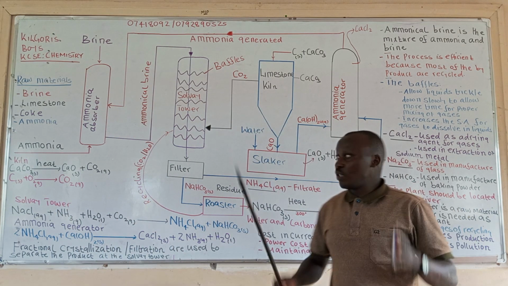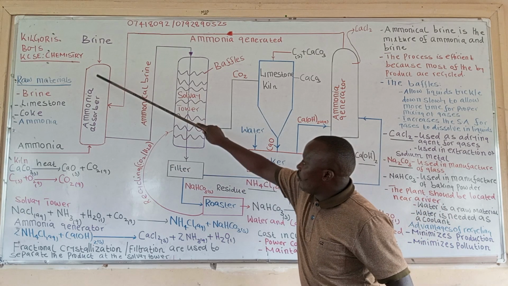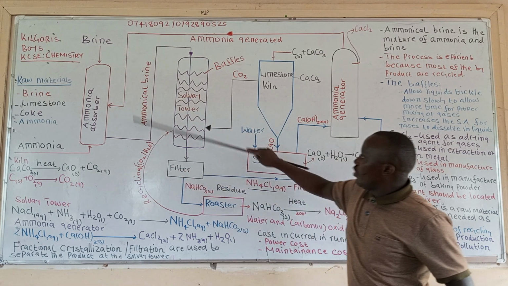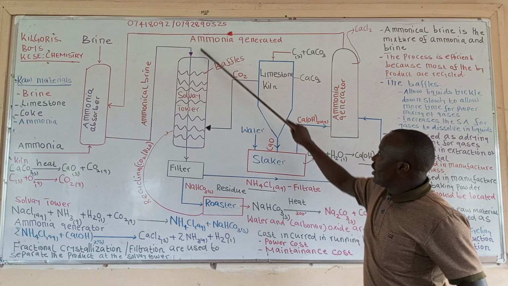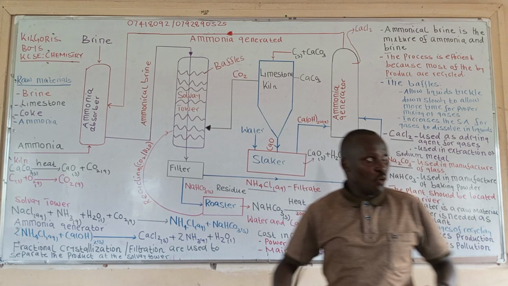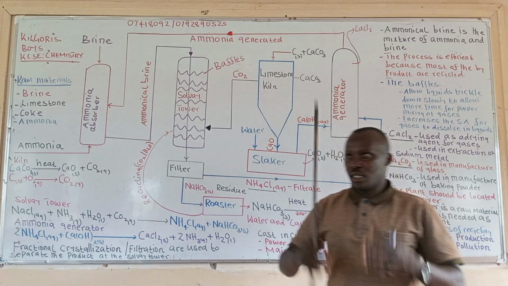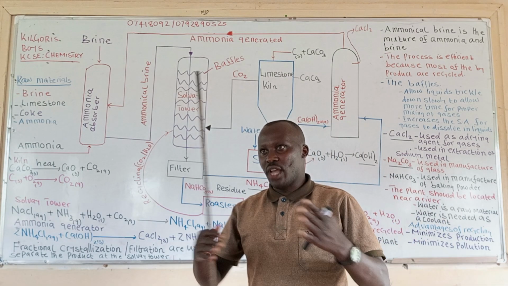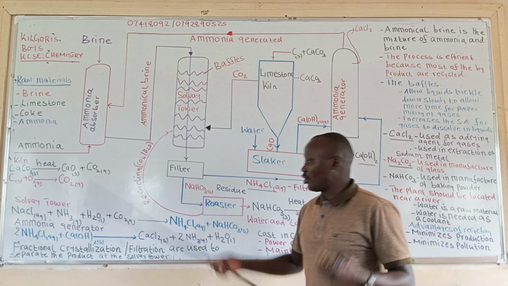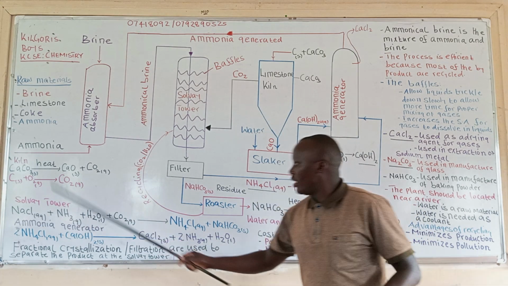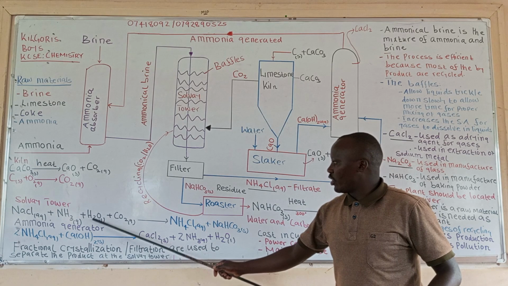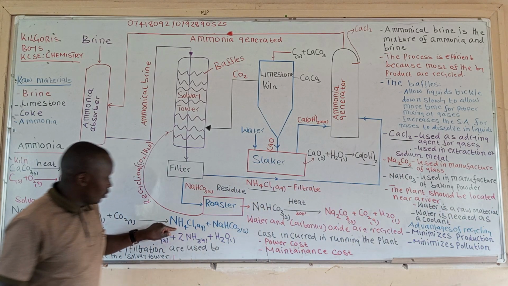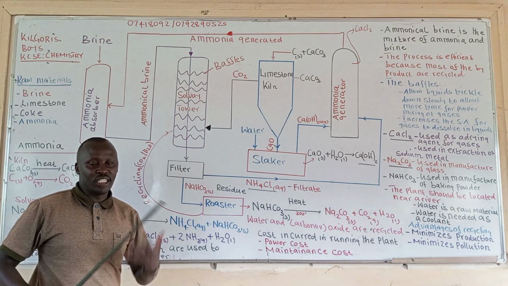So a summary of that, very fast. We have the ammonia absorber, where we have the brine and ammonia. Then we have the ammoniated brine. This will be taken into the Solvay tower or the carbonator, where two main reactions take place. Those two main reactions combine, and then we have an overall reaction: sodium chloride plus ammonia gas plus water plus CO2 gives a mixture of ammonium chloride and sodium hydrogen carbonate.